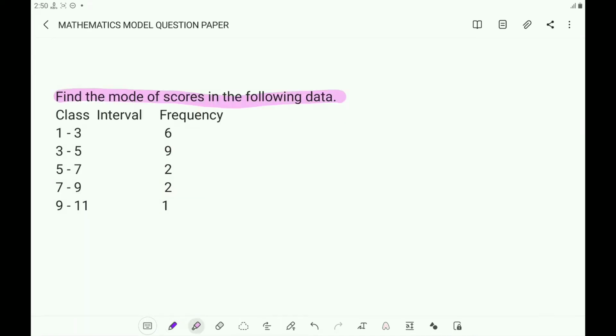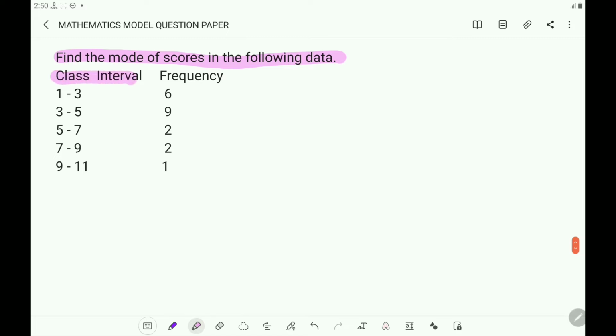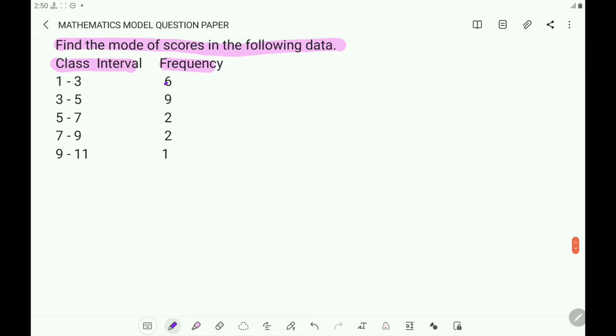Then the next question. What is that question? Here class intervals and corresponding frequencies are given. What you have to find out? You have to find the mode. You know, mode means the most repeated score. Here we have to find the highest frequency first. Here 6, 9, 2, 2 and 1, these are the frequencies, and which is the highest here? Highest frequency is 9. Then what is the modal class? The modal class is this one, 3 to 5. That is the modal class. So you mark it. Therefore the modal class is this one.